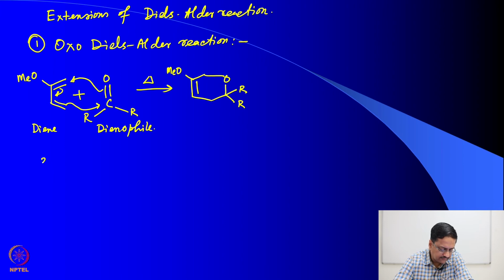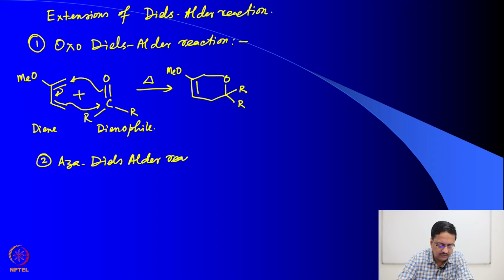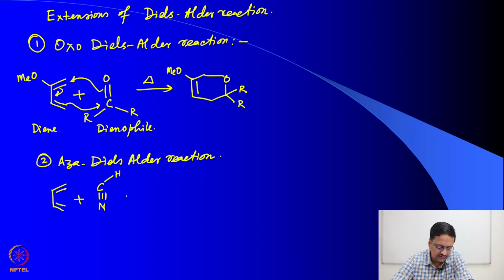The second type of extension that has been done is called the aza-Diels-Alder reaction. So, here a diene is treated with a compound which contains C triple bond N, suppose HCN. So, in this simple reaction, it forms a compound which has a nitrogen in the ring.